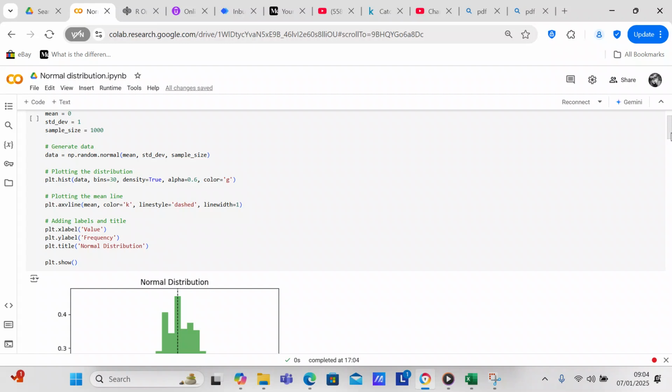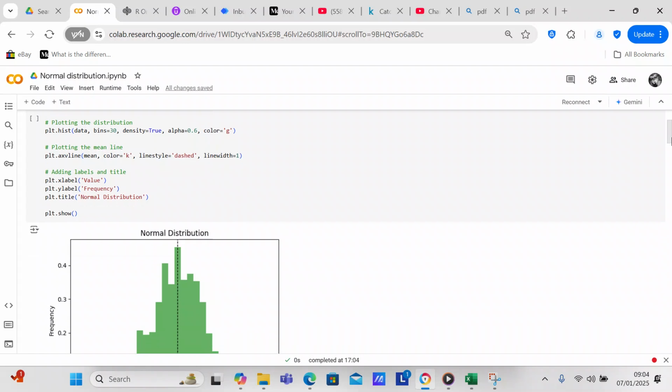So plt.hist, we're going to make a histogram with brackets data, bins equals 30, density equals True, alpha equals 0.6, color equals 'g' for green. And then we're going to plot plt.axvline, brackets mean, color equals 'k', linestyle equals dashed, and linewidth equals 1.